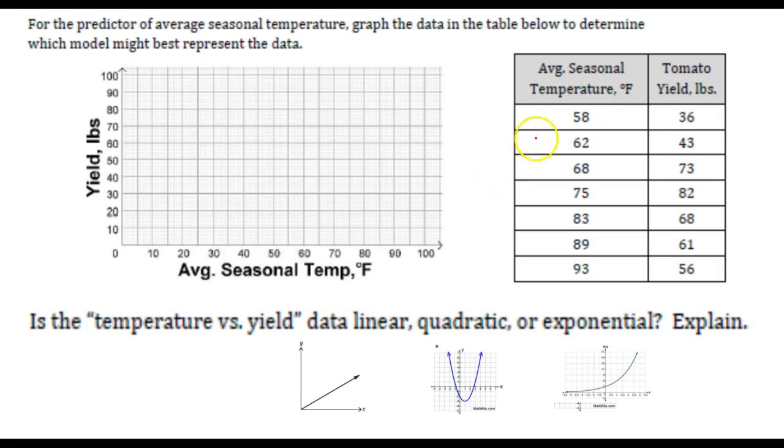So here they have us graph average temperature to tomatoes. So temperature would be about 58, maybe about here, going up to about 36. 62 to about 43. I'll try and draw that there. And go ahead and pause here, graph the rest of the points. Unpause. These are what the points should look like, about there for each one of these.